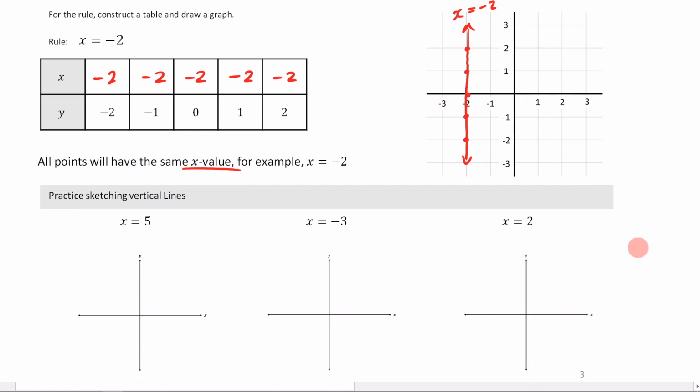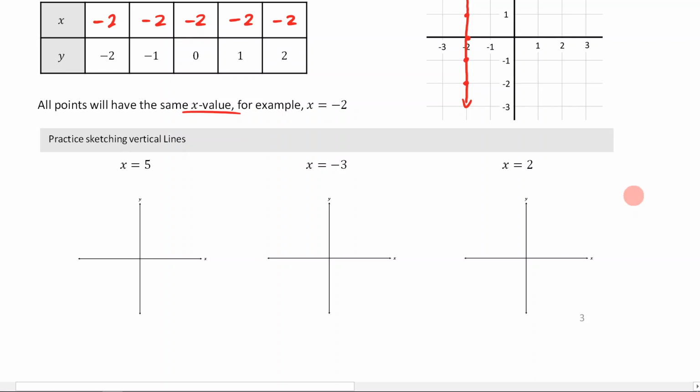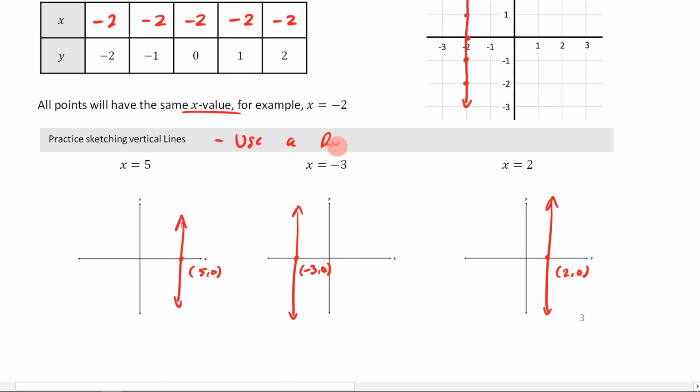Let's now sketch some vertical lines. So when x is equal to 5, it's just going to go through 5 on the x-axis. So this right here is 5, 0. When it's negative 3, it's going to go through negative 3. So this point right here is going to be negative 3, 0. And when x is equal to 2, it's just going to be a vertical line going through 2, 0. And again, please use a ruler. Use a ruler. And that goes for everything we're doing right now. You should be using a ruler when you're drawing the lines, not like this.